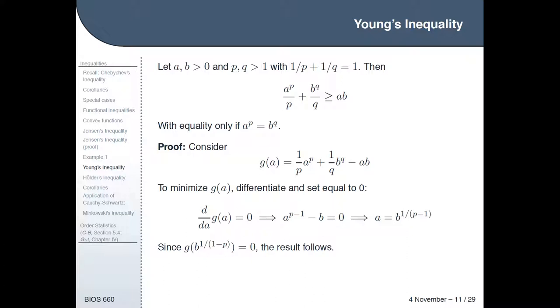Woohoo! And once we've proven Hölder's inequality, you'll probably never have to think about Young's inequality again until you graduate and become a professor and have to teach 660, and then you'll learn it again like I did last night.